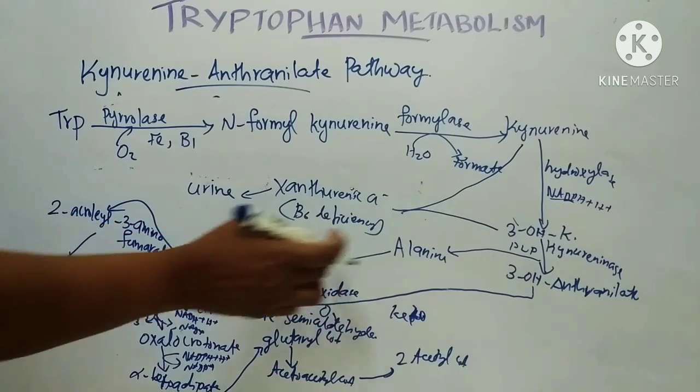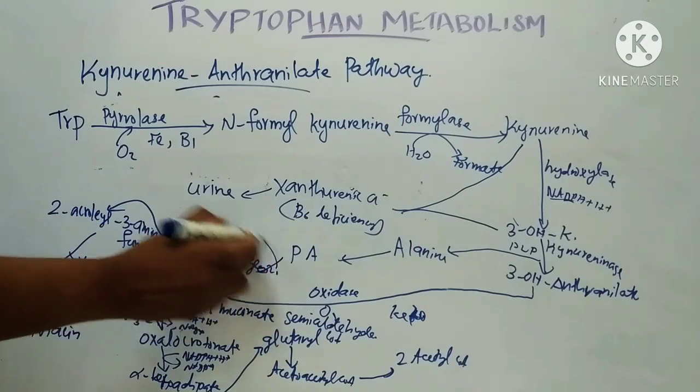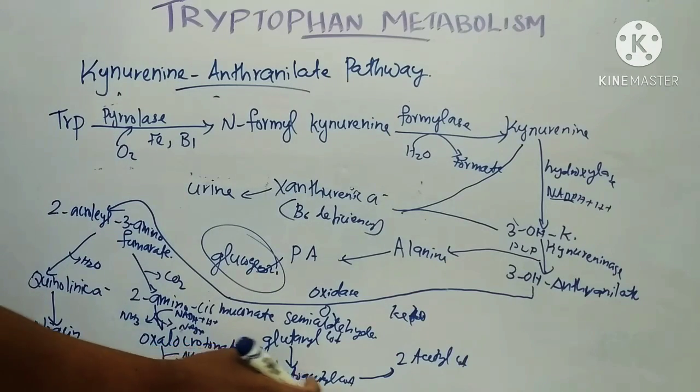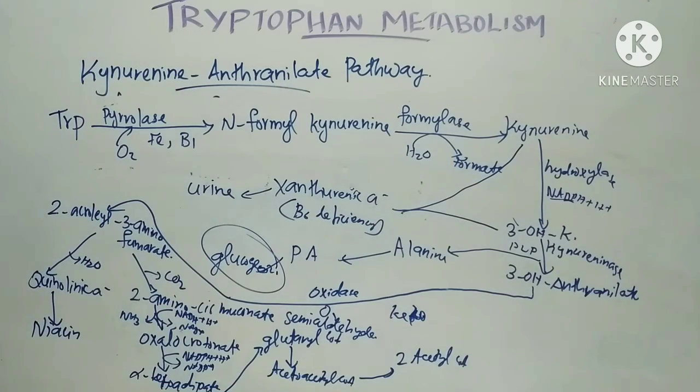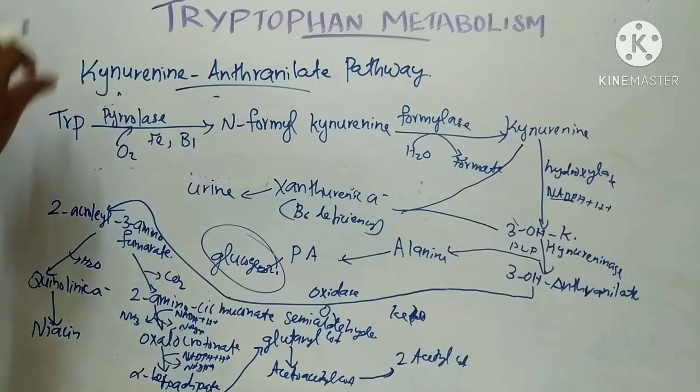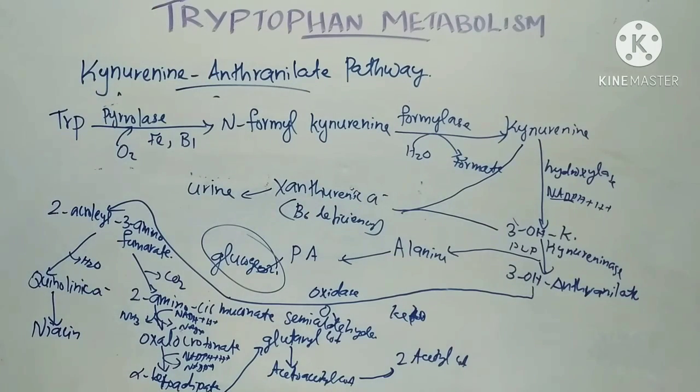It forms alanine and then pyruvic acid, so it is glucogenic. Then it forms acetoacetyl CoA and then 2 acetyl CoA, so it is ketogenic. That's why it is known as both a glucogenic and ketogenic amino acid. This is the major pathway known as the Kynurenine Anthranilate Pathway.